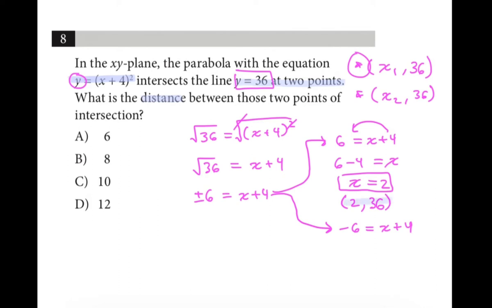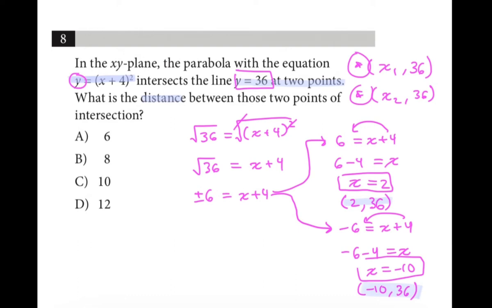And then we solve for x in the second equation. So we take 4 to the other side. It would be negative 6 minus 4 equals x. So x would be equal to negative 10. And that would be our next point. So our next point would be (negative 10, 36). So we have found both our points. Now we must find the distance.